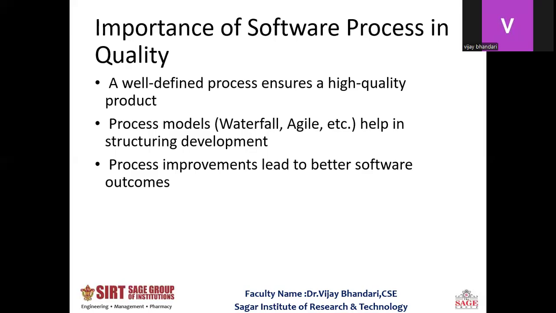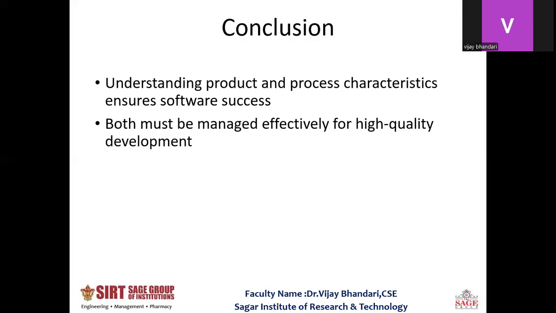These are the topics which I have covered today, especially the characteristics of the software process and product, the comparison between the two terms, and with an example, how we correlate between the industry terms. So here I conclude the lecture. We have seen that understanding product and process characteristics ensures software success. Both must be managed effectively for high quality development, right?